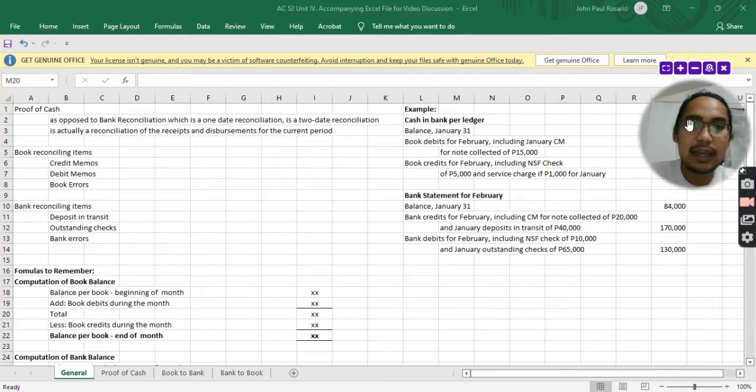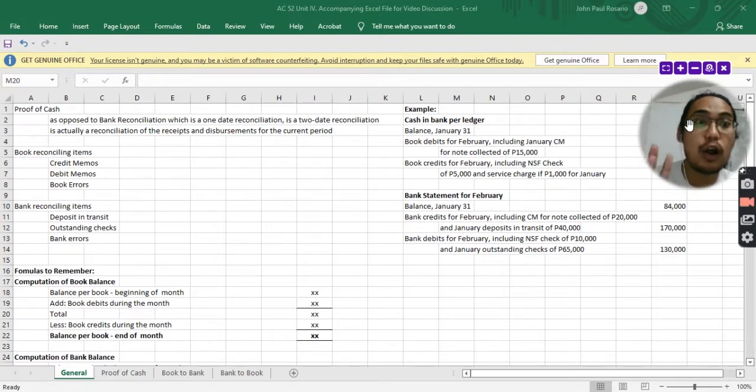But when you say two-date reconciliation, we will be considering the prior month and the current month balances. So that would include January and February. Okay, so it is also actually a reconciliation of the receipts and disbursements for the current period. So why do we say that it is a reconciliation of the current period receipts and disbursements?